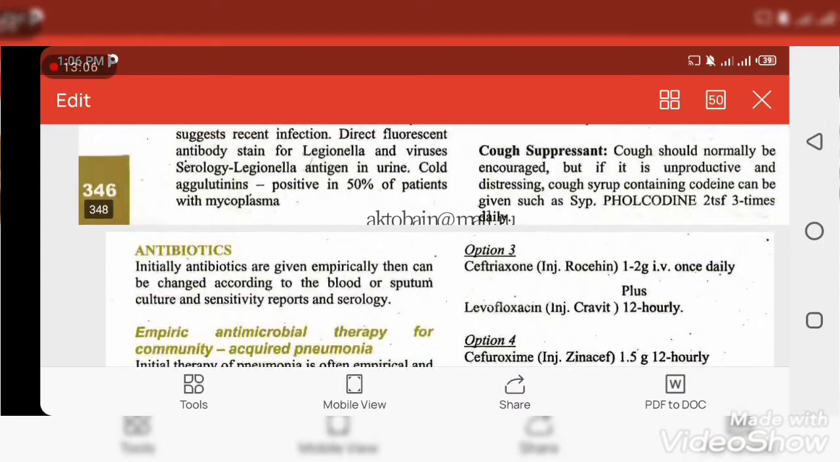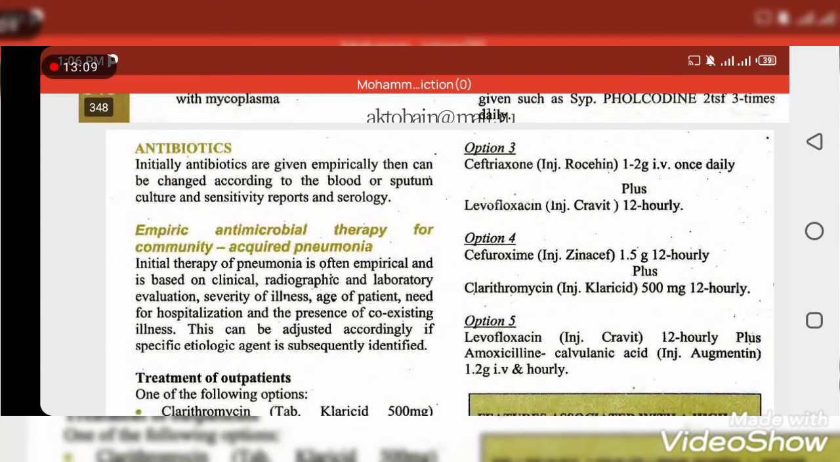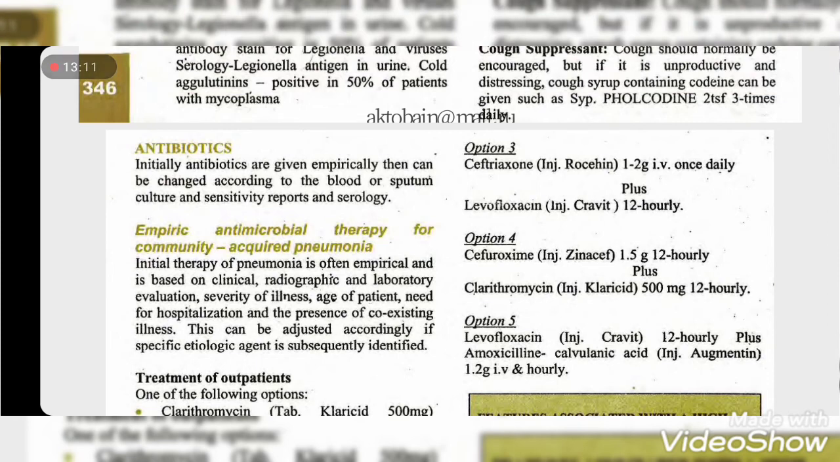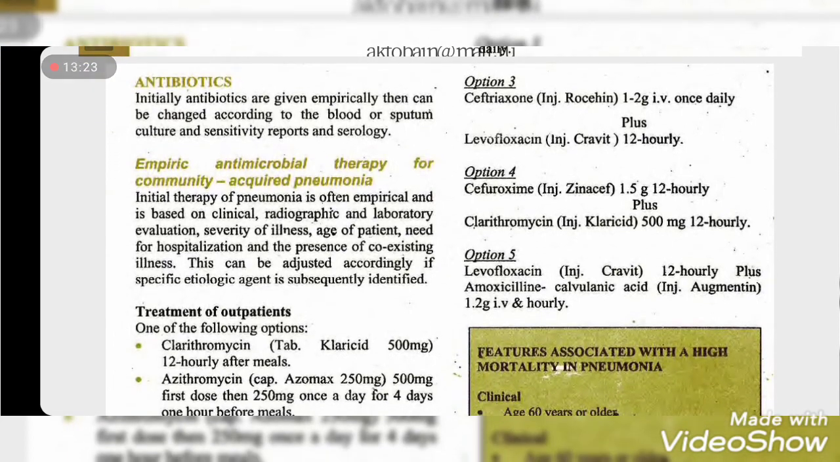Option 2, ciprofloxacin plus clarithromycin, with the same dose. Option 3, ceftriaxone injection plus clarithromycin, and the doses are the same. Option 4, levofloxacin or ciprofloxacin plus clarithromycin. Option 5, levofloxacin plus amoxicillin. So those are the treatments of pneumonia. All types of pneumonia have the same treatments and the same strategies used.